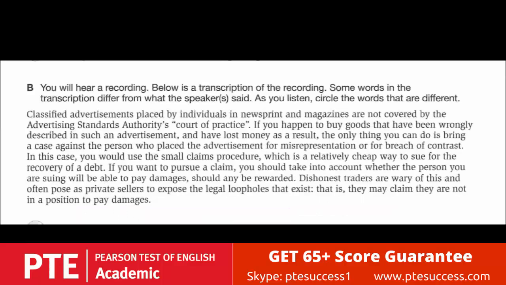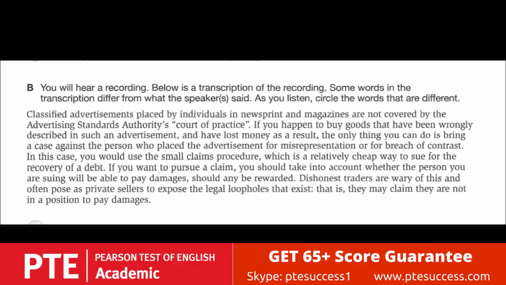Classified advertisements placed by individuals in newspapers and magazines are not covered by the Advertising Standards Authority's Code of Practice. If you happen to buy goods that have been wrongly described in such an advertisement and have lost money as a result, the only thing you can do is bring a case against the person who placed the advertisement for misrepresentation or for breach of contract.